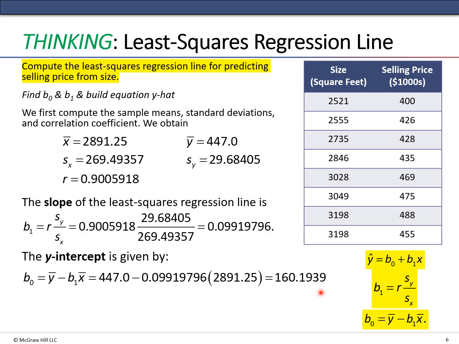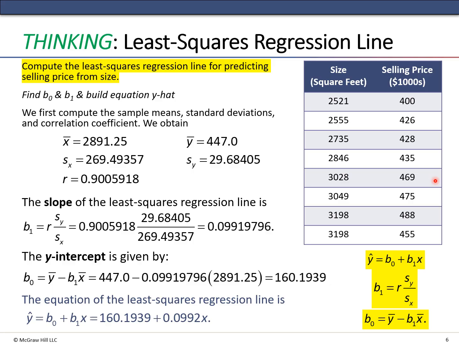160.1939. Okay? All we do now is plug these two values in, 160.19 for B0 and 0.0991976 for B1. And so this is the equation of the least squares regression line. Y hat equals 160.1939 plus 0.0992x. With this now, and remember x is the size of any house, we can calculate the selling price, the y value that's predicted by our study.